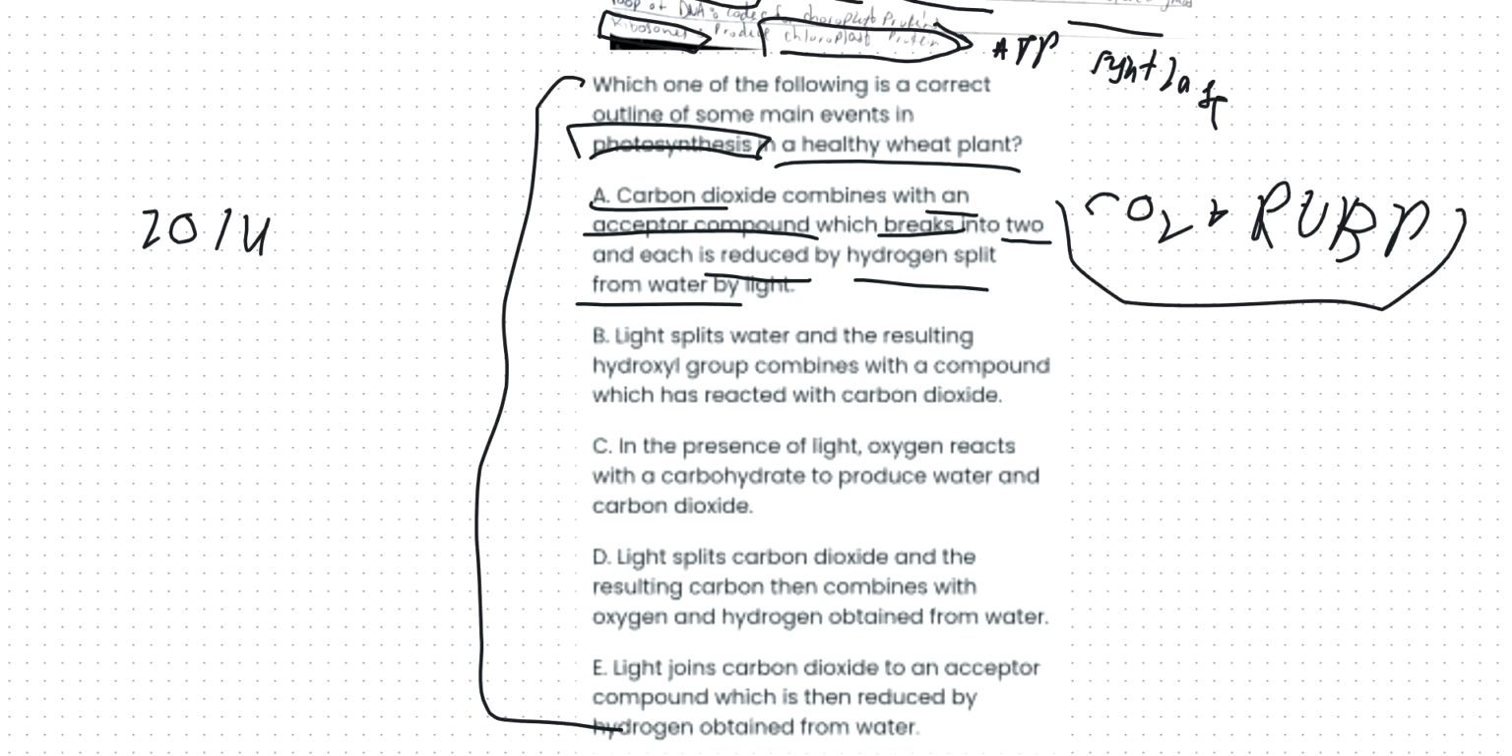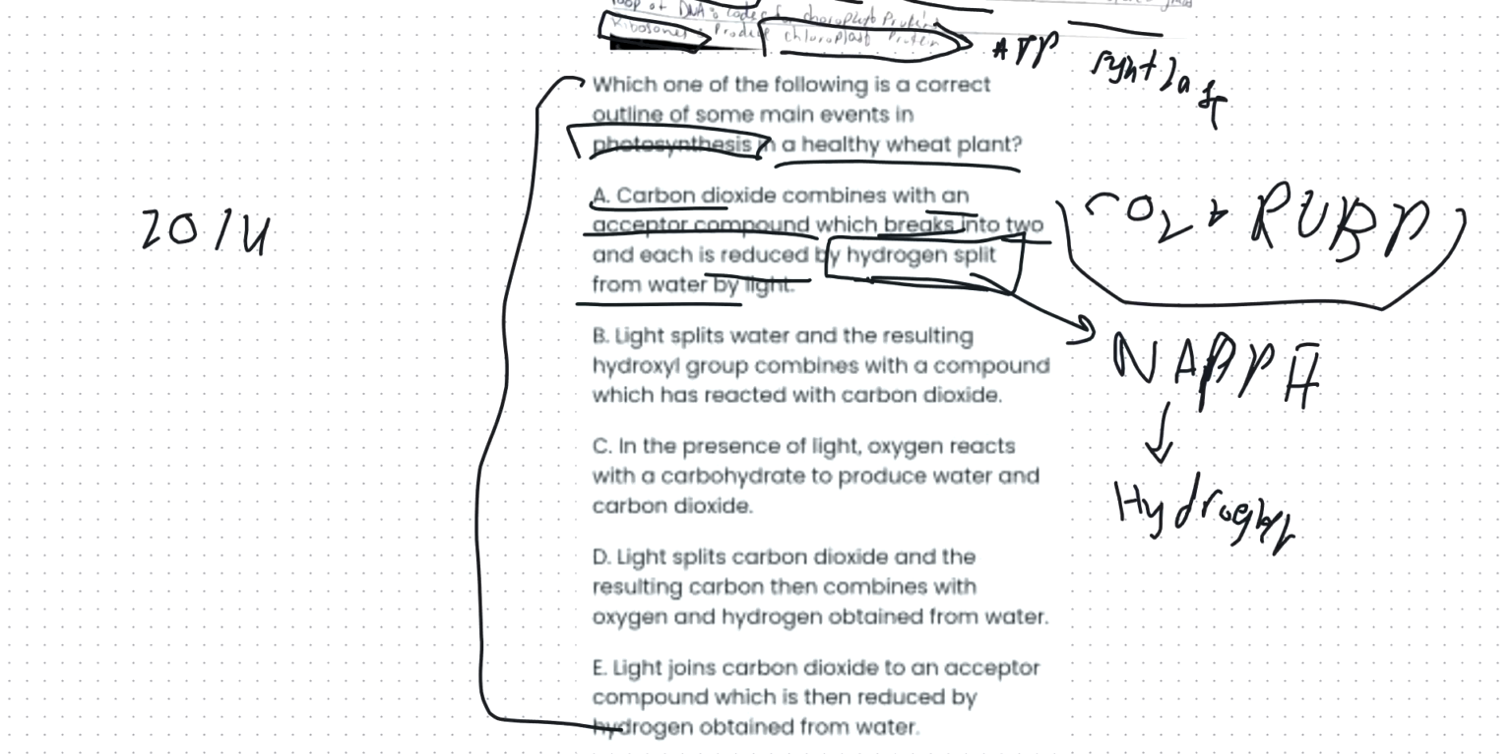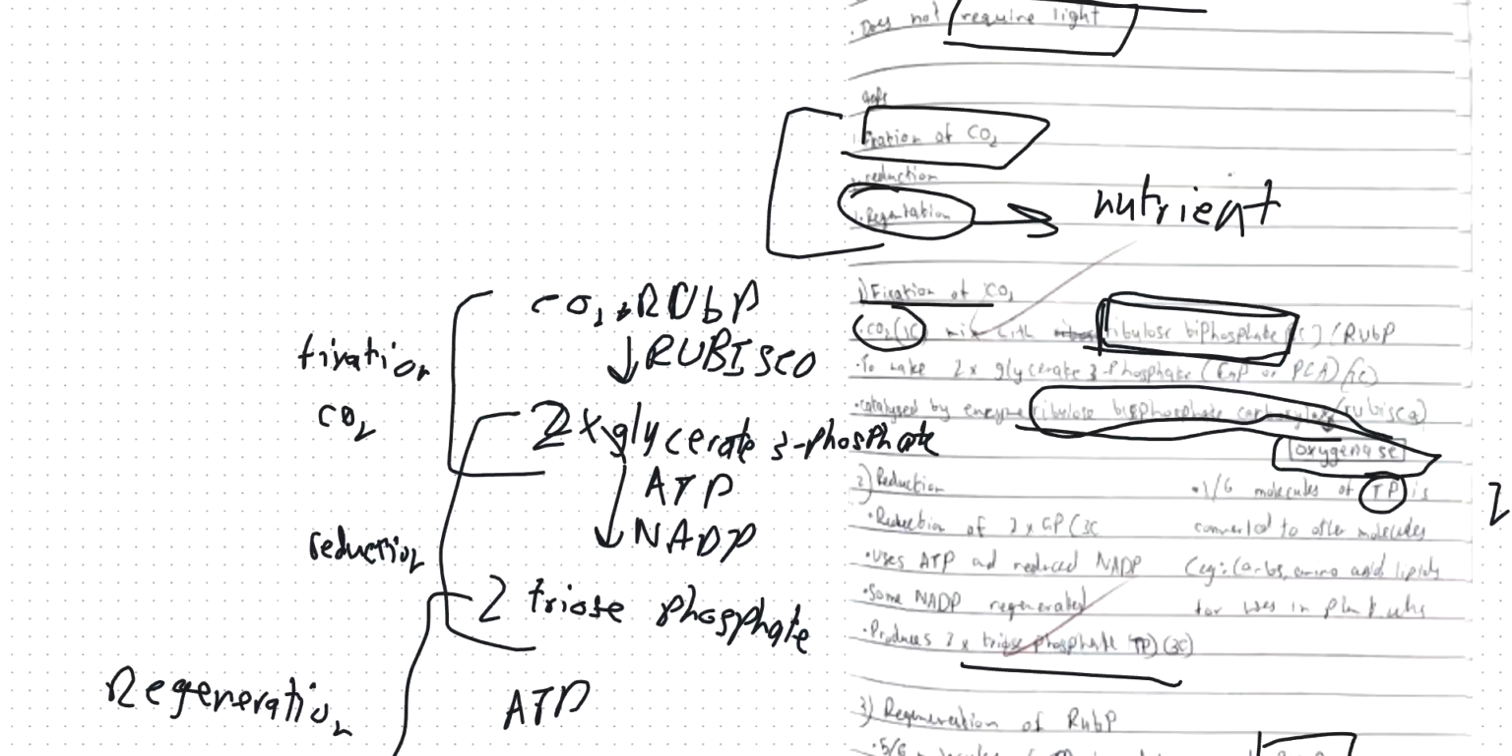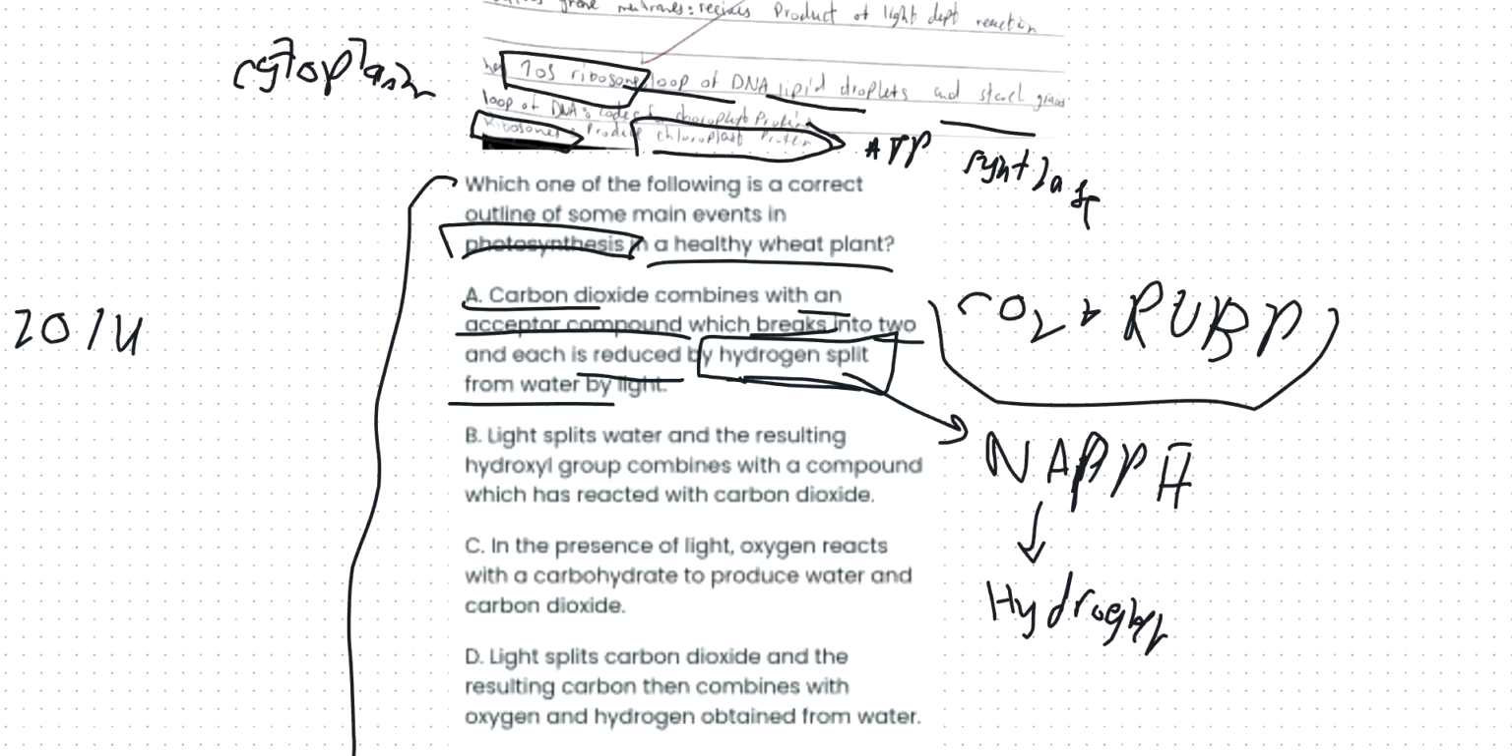This is right, because remember, when this compound is made, it would be reduced by the hydrogen split from water. This hydrogen is carried by NADP, reduced NADP, or NADPH. So this NADPH is a hydrogen acceptor. The NADP carries hydrogen. I explained right here as well that you will need NADPH in reduction. So hydrogen is used in reduction. So A seems right. Let's go to B.